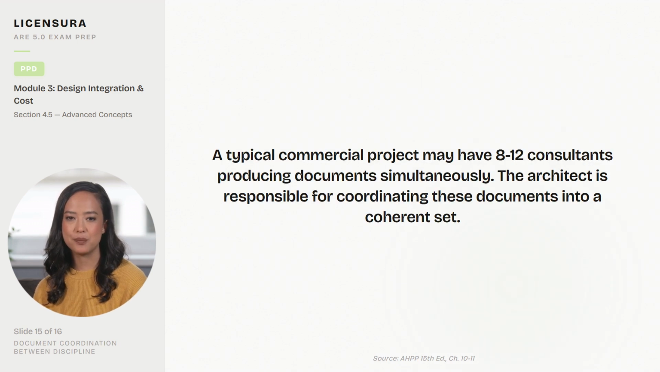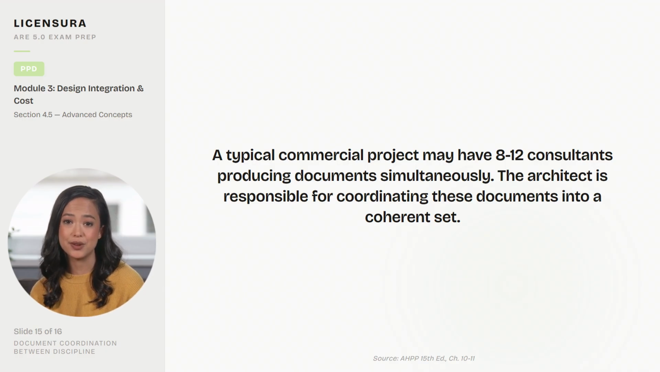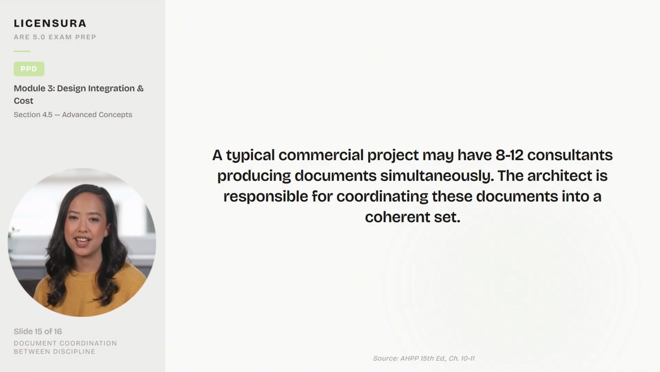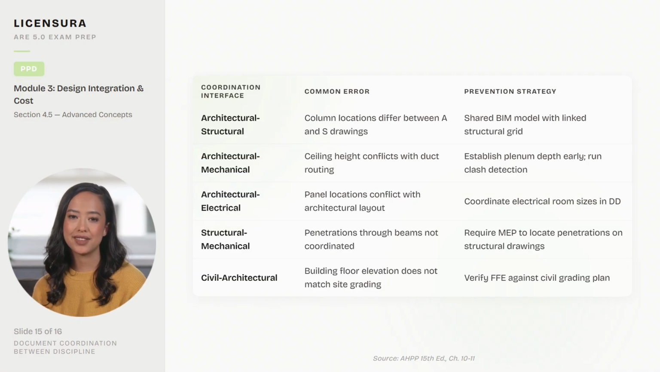A typical commercial project may have 8 to 12 consultants producing documents simultaneously. The architect is responsible for coordinating these documents into a coherent set. Coordination failures are the leading cause of RFIs and change orders. This table identifies 5 common coordination errors between disciplines with prevention strategies.